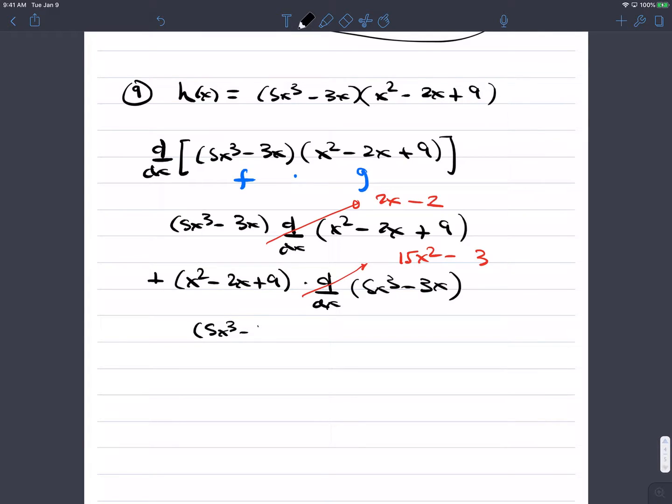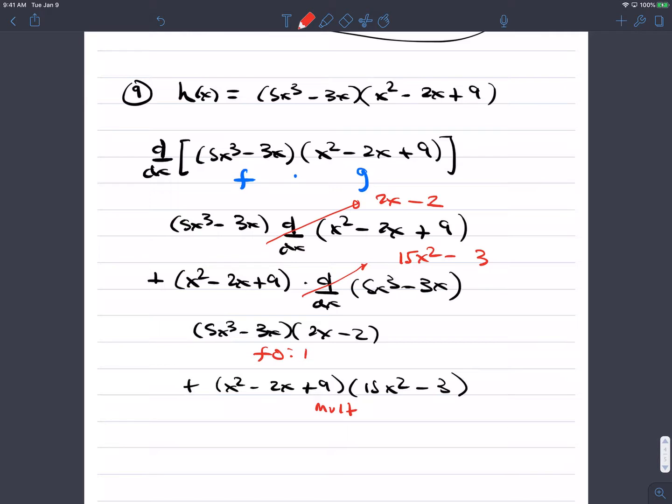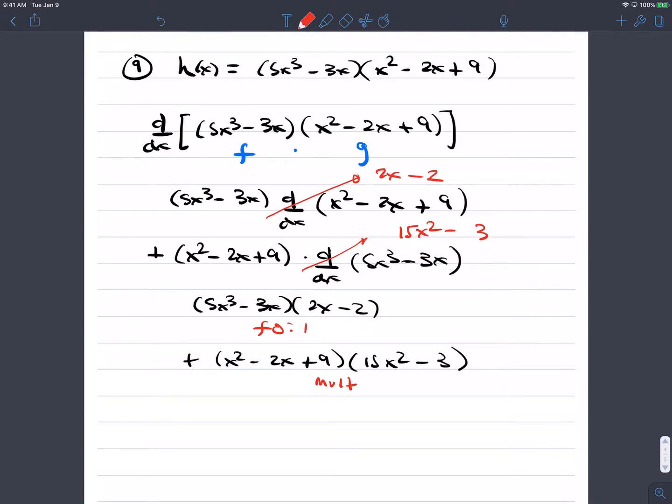5x cubed minus 3x times 2x minus 2 plus x squared minus 2x plus 9 times 15x squared minus 3. So here we're going to have to multiply, and you're going to use FOIL here. Here you're going to have to multiply as well. We don't call it FOIL, you can call it FOIL-ish, I guess, but you're just going to multiply. So there's going to be some algebra here, so just be careful with the algebra.